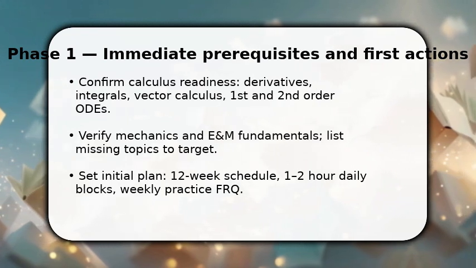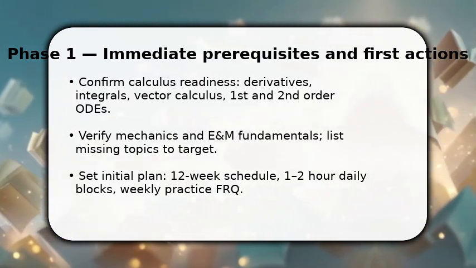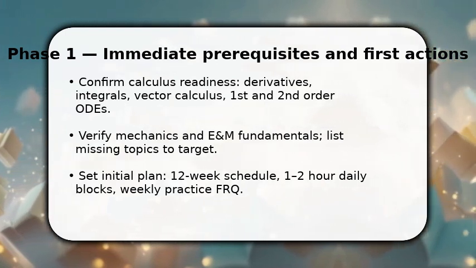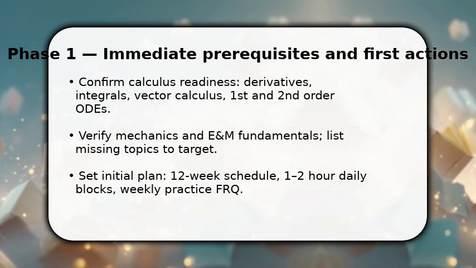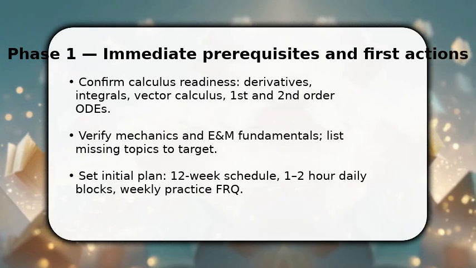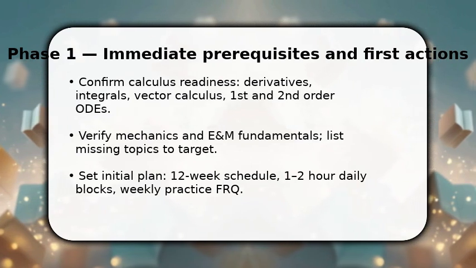Next, inventory mechanics and electromagnetism gaps and mark high-yield topics. Then build a 12-week study calendar with 2-hour daily blocks and a weekly free response practice slot. Once set, gather a calculus textbook, problems, and past FRQs so you can begin solving real exam-style questions right away.